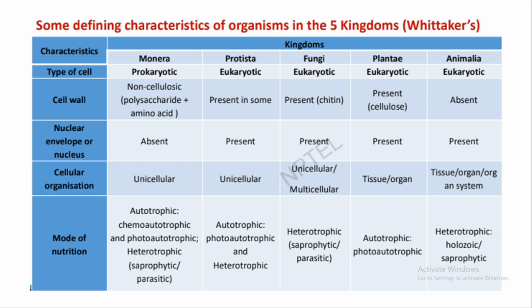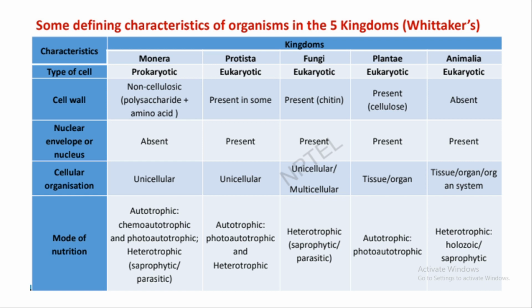Cell walls in Protista: some species have cell walls, not all species have a cell wall. But all Monera have a cell wall. All fungi have a cell wall, and it is mostly made of chitin. Chitin is another molecule.